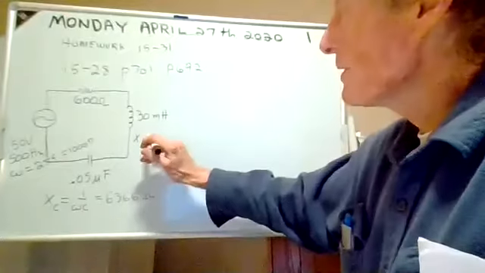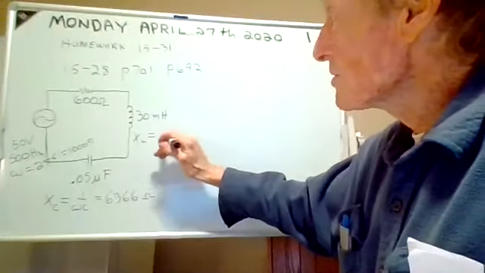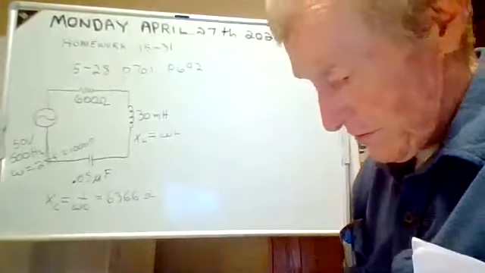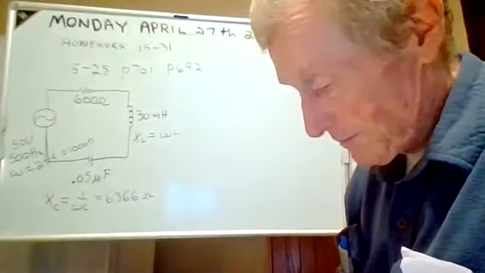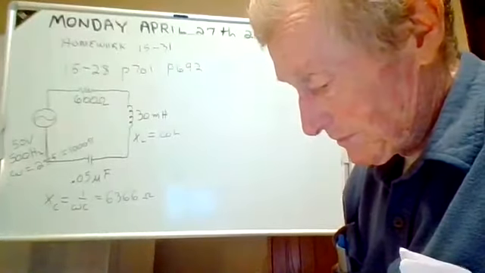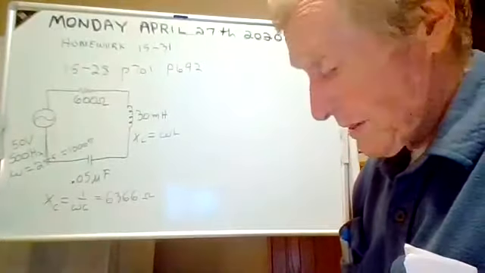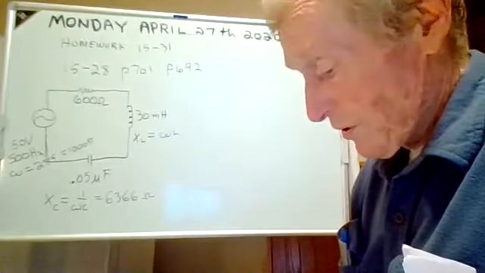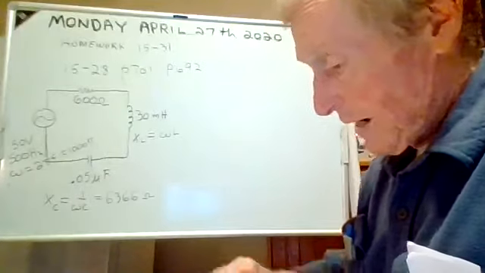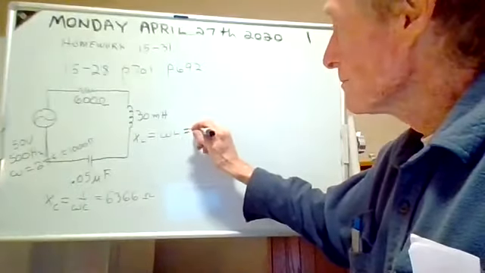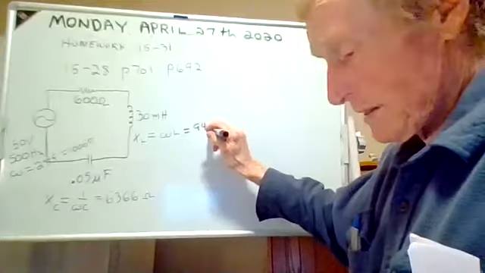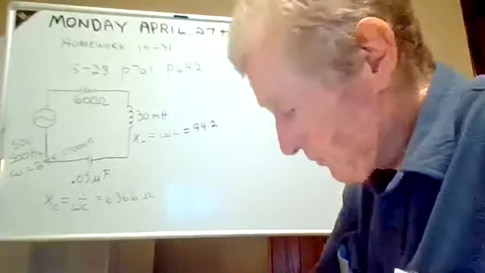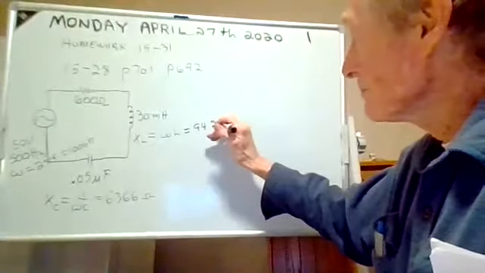Good. Now we're going to get this. Now, this is omega L. Omega is 1,000 pi, so we're going to do 1,000 pi times L, which is 0.03. I'm getting 94. Gosh, that's awfully small, but I can't help it. I'm getting 94.25.